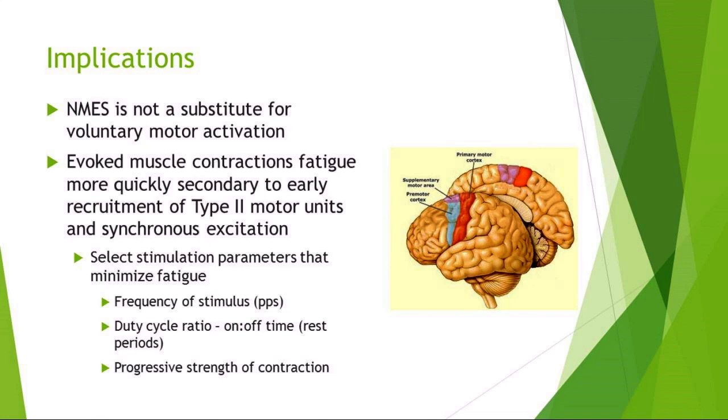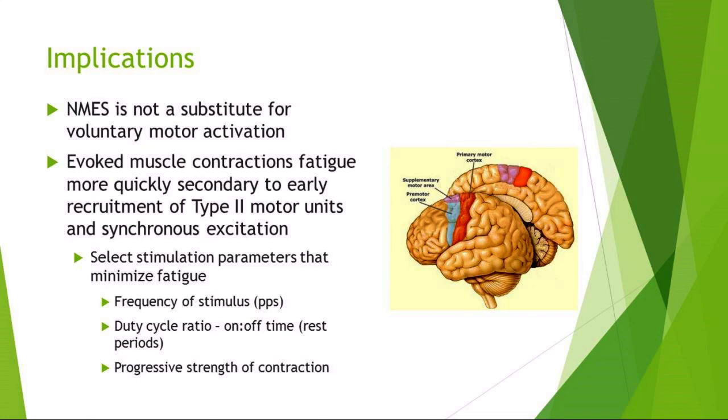Evoked muscle contractions fatigue more quickly because of early recruitment of type 2 motor units and synchronous excitation rather than asynchronous. So we want to select stimulation parameters that minimize fatigue. We'll talk about these individually. We want to take into consideration the frequency of the stimulus in pulses per second, the duty cycle ratio, so on-off times, where the off times are rest periods, and the progressive strength of contraction.